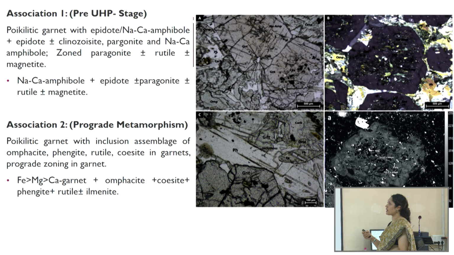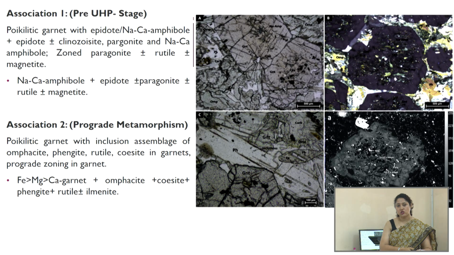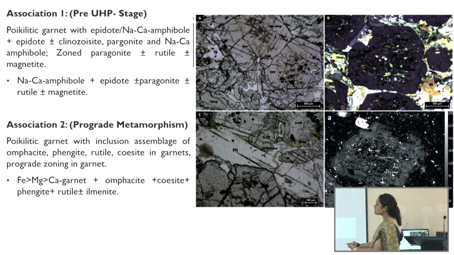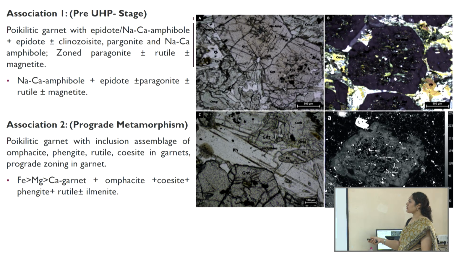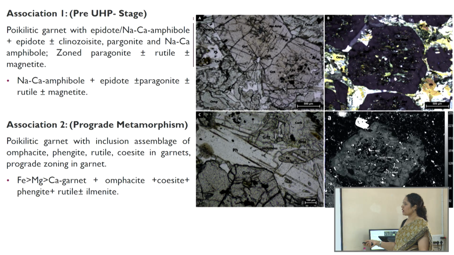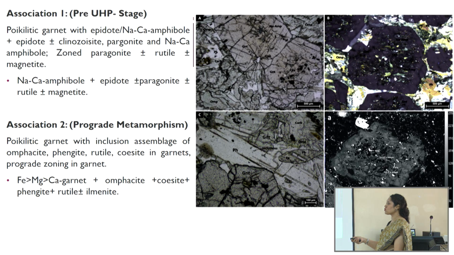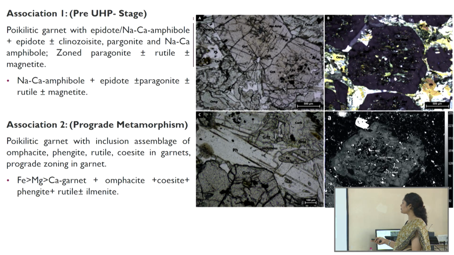All these minerals present within the garnets are a pre-UHP assemblage, and then as subduction or prograde metamorphism increases, you get garnets which are more Mg rich in the rims, you get the presence of omphacite, and you get the presence of coesite. So the second association would typically be a more calcium rich garnet in the core and a magnesium rich garnet in the rim, with the presence of omphacite and coesite. Of course rutile and phengite are all accessories.